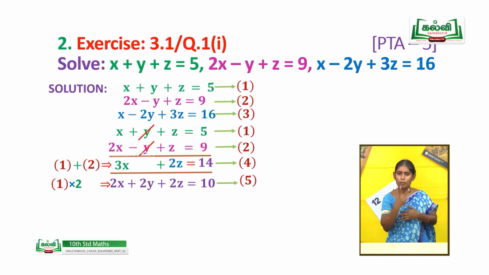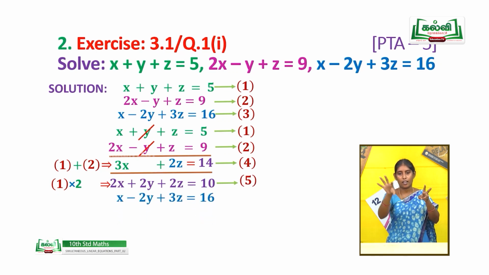Now what we have to do? Take the third equation. Nothing to do with that, because already after multiplying the first equation by 2, we are getting the 2y. Here the third equation contains minus 2y. So don't do anything with the third equation, write it as it is. So the third equation is written.